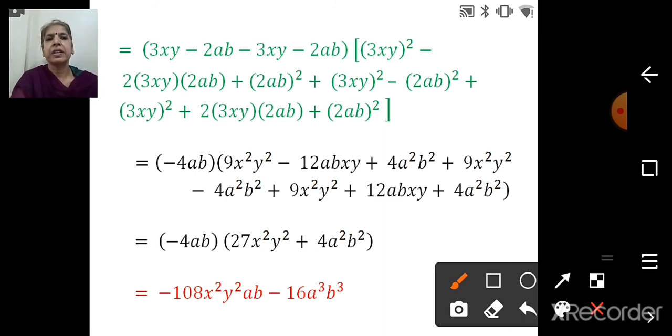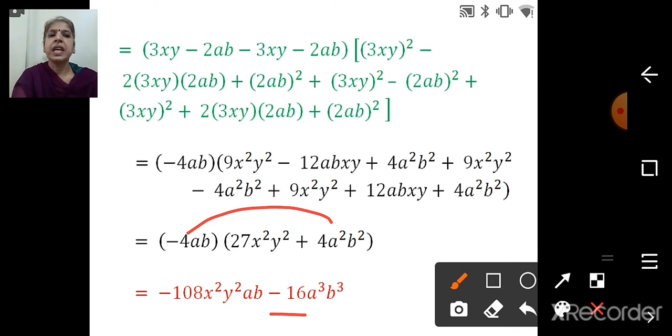Now we have to multiply, children. We have to open the brackets. So this minus 4ab multiply with the next bracket. So first term of that bracket, 27x square y square. So multiply. 4 with 27 you will get 108. And as it is minus, so minus 108. And then the variable part, x square y square multiply with ab will give you x square y square ab. And then the next part is minus 4ab multiply with plus 4a square b square. So 4 into 4, 16, but it is minus. So minus 16.